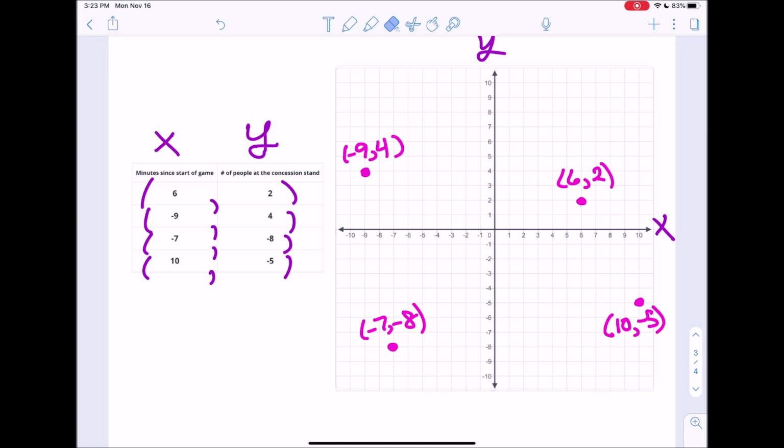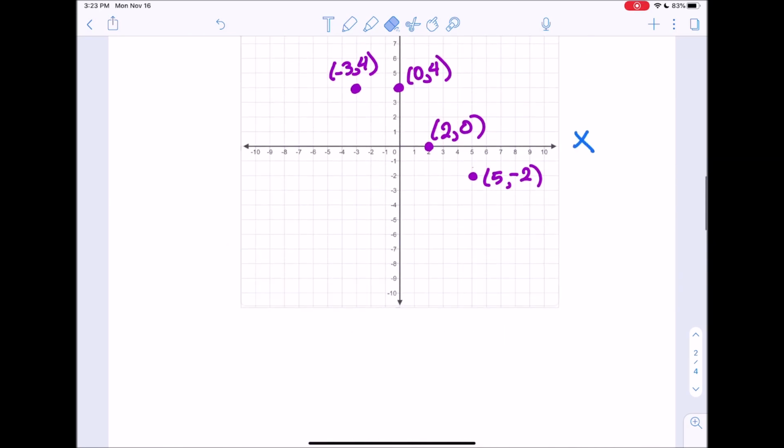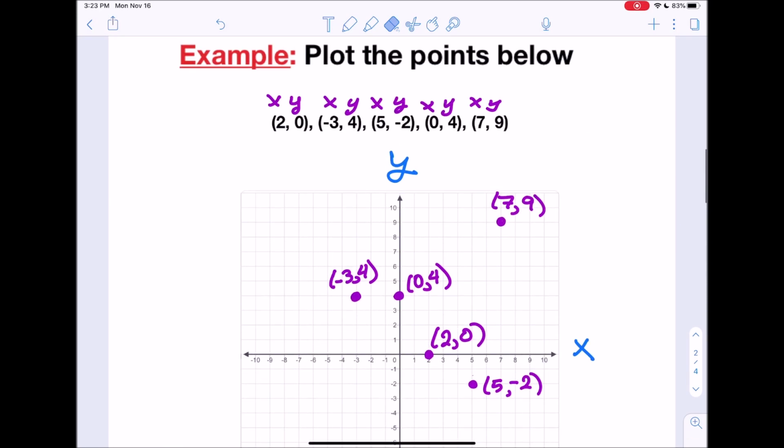All right. And that's how you plot points. Now remember, your points can either be in a table, which you still do the same way. X is your first number, Y is your second number, or they will be given to you in coordinate points, where X is still your first number and Y is your second number. Now this is just plotting points.